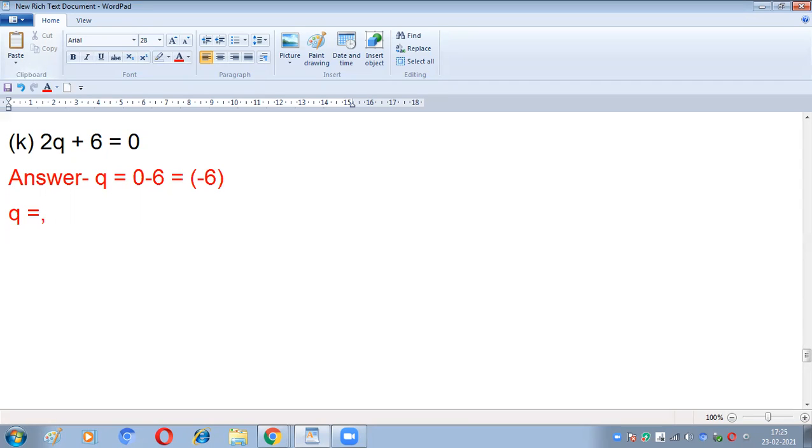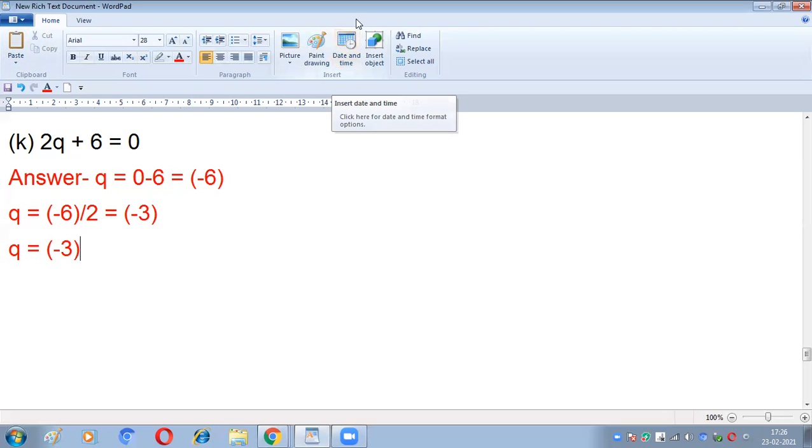So now q is equal to, here 2 has the sign of multiplication, and when 2q moves to the right hand side, it will have the sign of division, upon 2, or divide by 2. Our last answer was minus 6. So minus 6 upon 2 is equal to minus 3. Minus 3 multiplied by 2 is equal to minus 6. So the answer for part K will be minus 3.